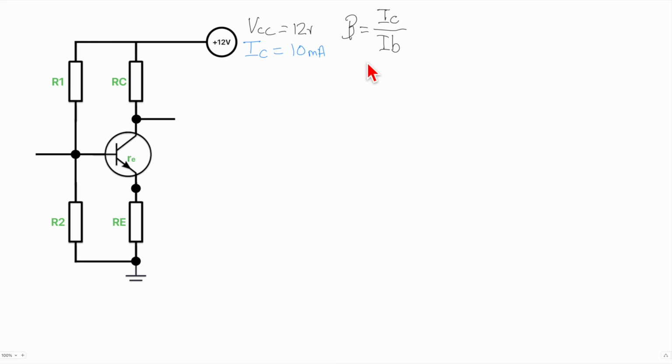But essentially what happens, I keep talking about the current here being pretty much the same as the current here. The truth is, you will get slightly more current on the emitter than you will on the collector.